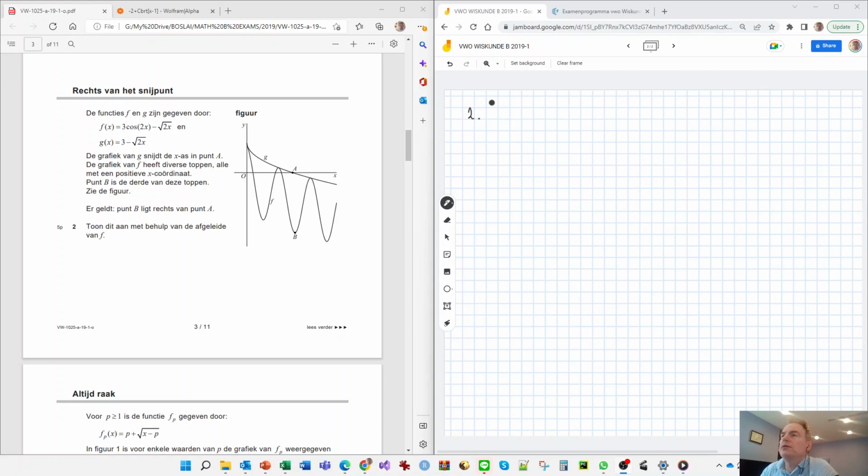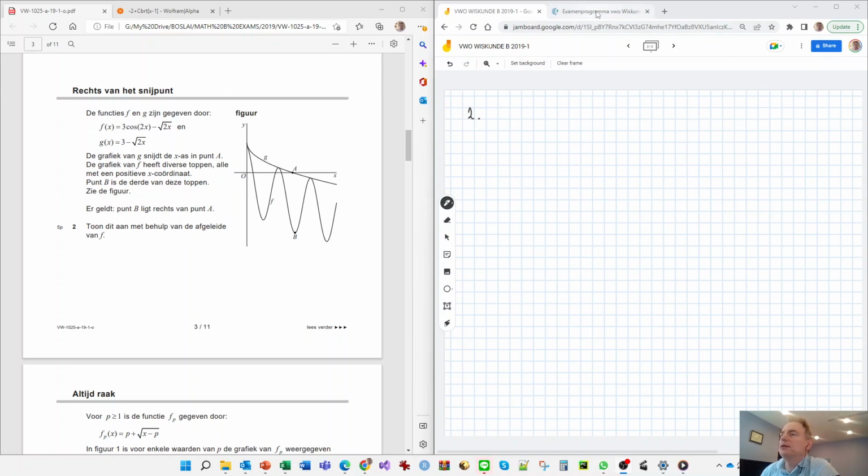In question 2, we have a function f and g given by the following. G is intersecting the x-axis in A. Function f has various extremes, all with a positive x, and point B is the third one of these extremes. And you have to show that this point is to the right of A. So that's 1, 2, 3. You can see it from the graph. But show this with the derivative of f.